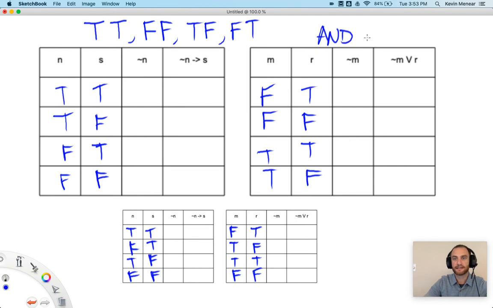And is like this. Or is like this. Okay? So and is like an up arrow, and or is a downward facing arrow. Okay? Everything else is in there. This is an arrow. That's if then.